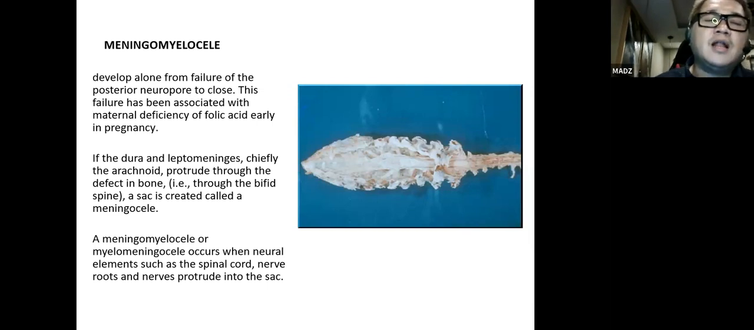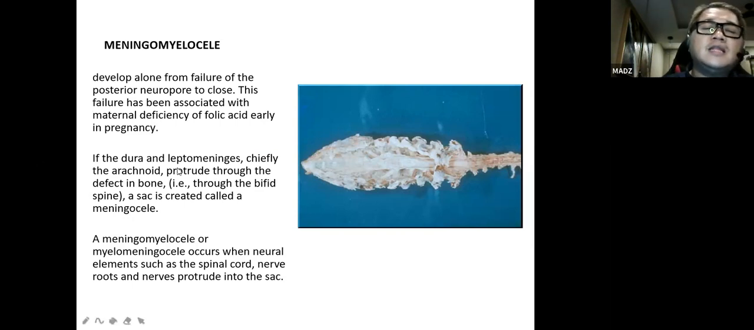Meningomyelocele develops from the failure of the posterior neuropore to close. If it is the anterior neuropore, usually it's an anencephaly, but if it is the posterior neuropore, usually it is myelomeningocele. This failure has been associated with maternal deficiency of folic acid early in the pregnancy. That's why we usually give folic acid supplement to a pregnant woman.